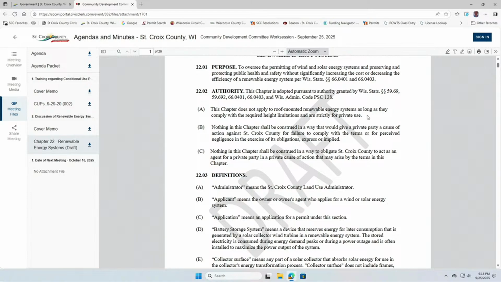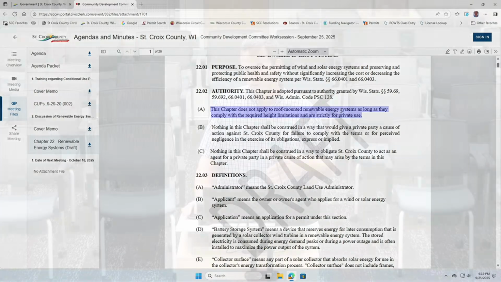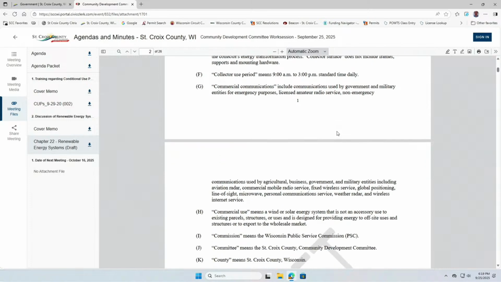The way it's currently worded, and I apologize, but I have not had a chance to review Celeste's comments from today, but I think she maybe got some tweaks to this one. But it will not apply to any household energy systems mounted on top of the roof. And so that's kind of a big thing that we talked about before.